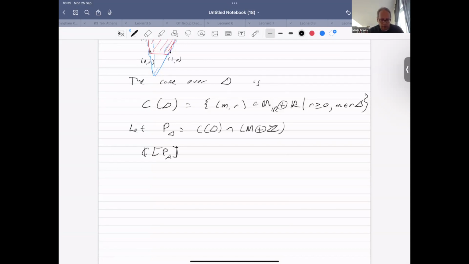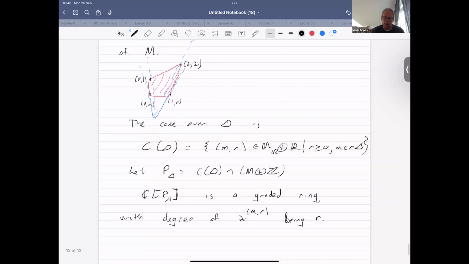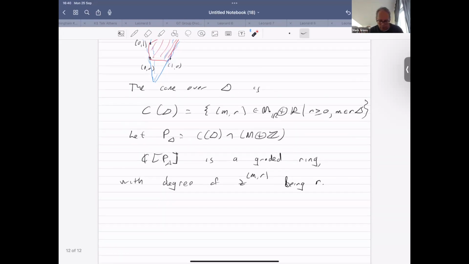I take the monoid ring C[P delta], and this is a graded ring. In other words, I have a notion of degree of an element, with the degree of a generator z to the (m, r) being r. So in other words, I grade so that the generator z to the p of this ring, the p lies in some height slice here. For example, the height 1 slice elements would be degree 1, but you will have higher height points in the cone. And that allows us to define the notion of degree.